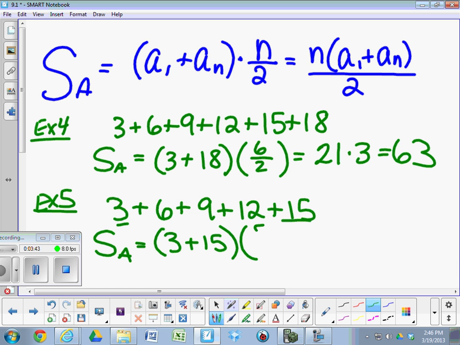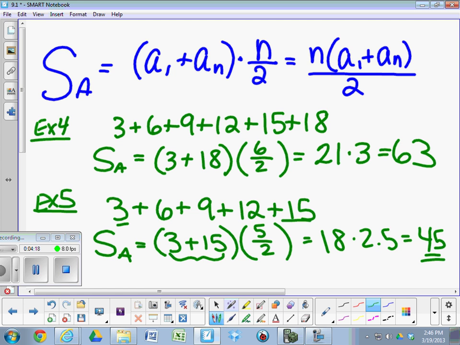5. And students sometimes get confused. They're like, okay, 5 over 2 is 2.5. Is that going to be a problem? Isn't our answer going to be a decimal if we're multiplying by 2.5? No, because what is 3 plus 15? 18. Is that even or odd? Okay, times 5 over 2? 2.5. What do you get? 45? Notice it didn't end up being a something 0.5.